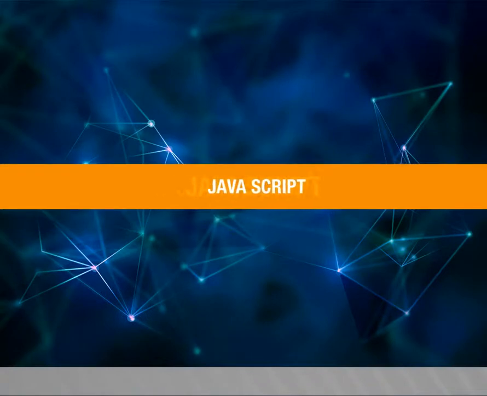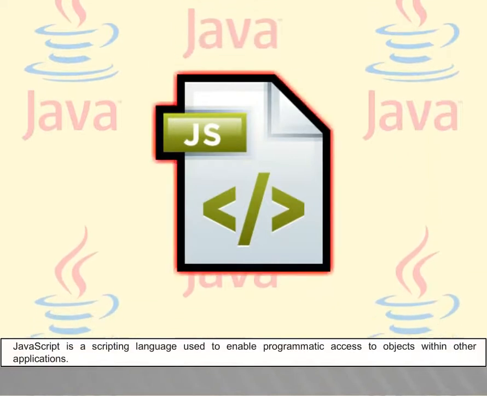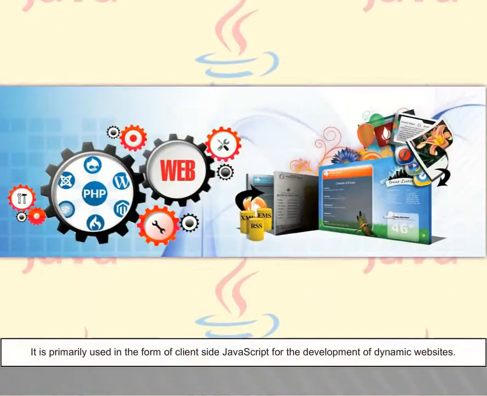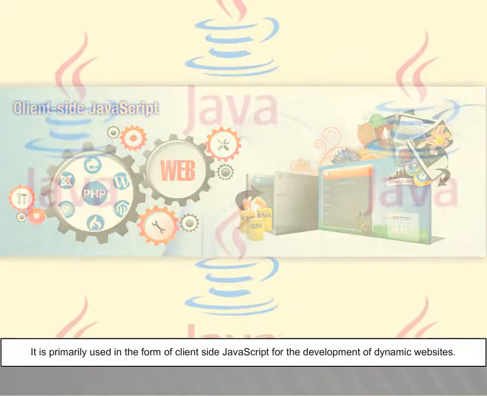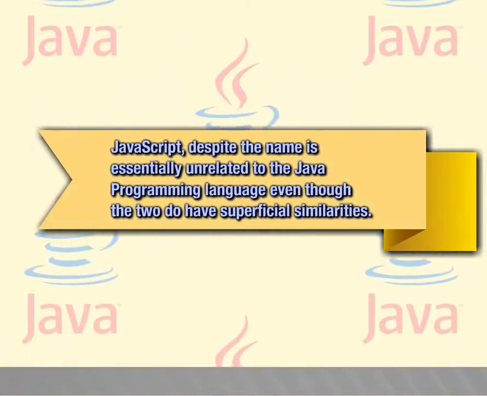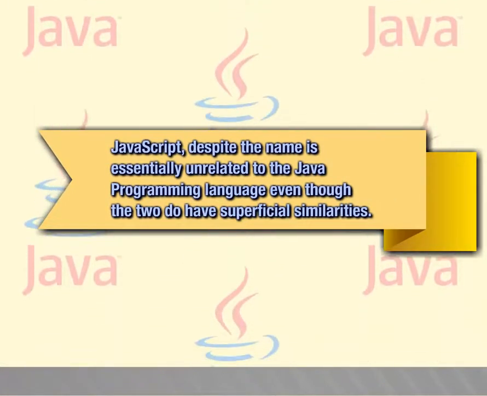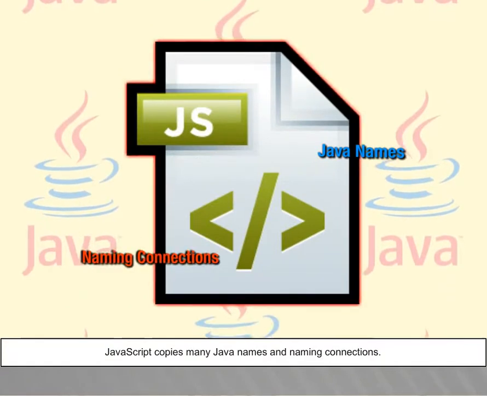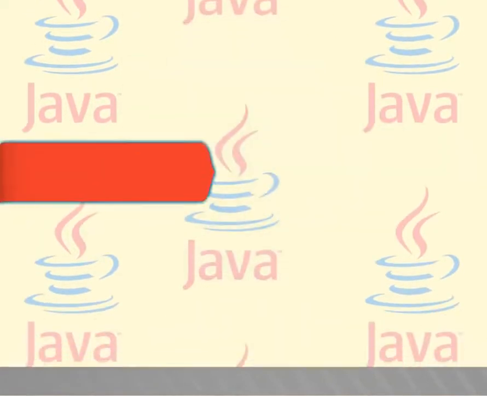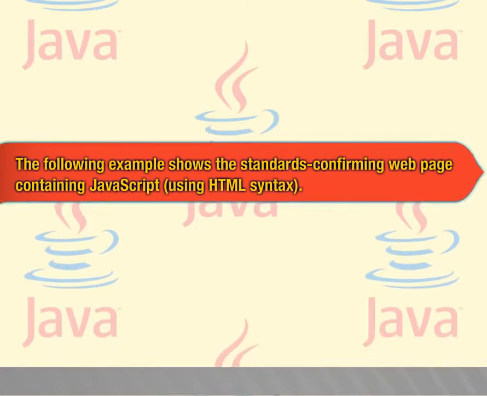JavaScript. We are going to see the video of JavaScript. JavaScript is a scripting language used to enable programmatic access to objects within other applications. It is primarily used in the form of client-side JavaScript for the development of dynamic websites. JavaScript, despite the name, is essentially unrelated to the Java programming language, even though the two do have superficial similarities. JavaScript copies many Java names and naming conventions. The following example shows a standards-conforming web page containing JavaScript using HTML syntax.